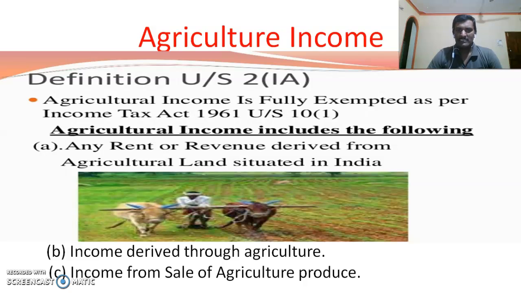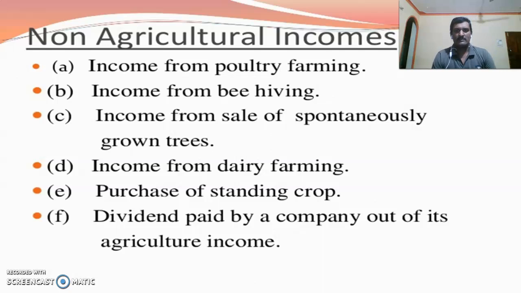Anyhow, section 10 subsection 1 of IT Act 1961 states that agricultural income is fully exempted from tax. And then it is quite essential for us to study non-agricultural incomes also. Non-agricultural incomes are those incomes which are not covered as agricultural incomes.